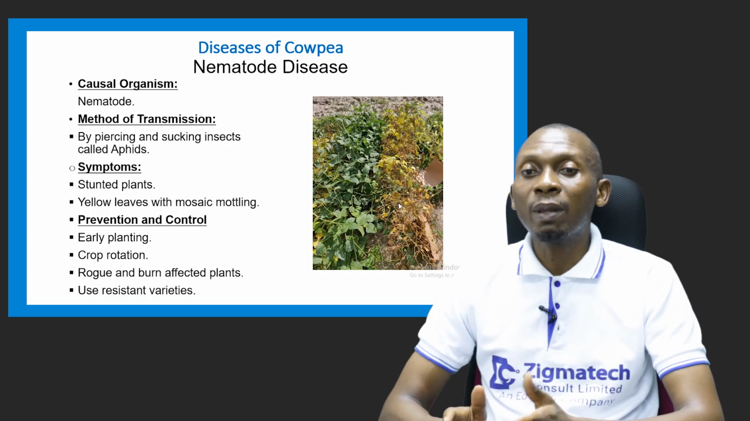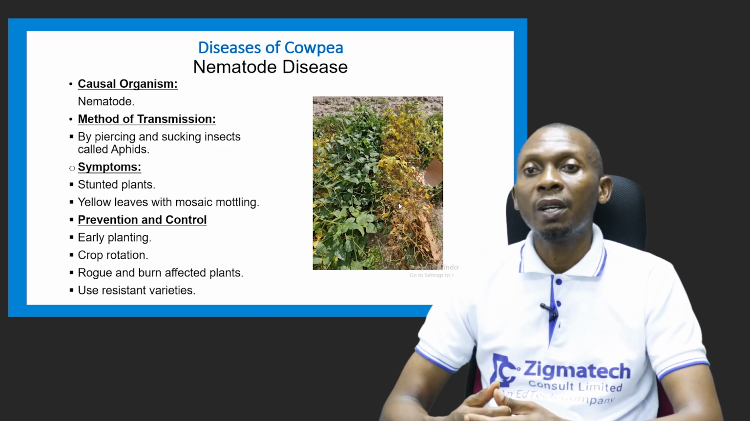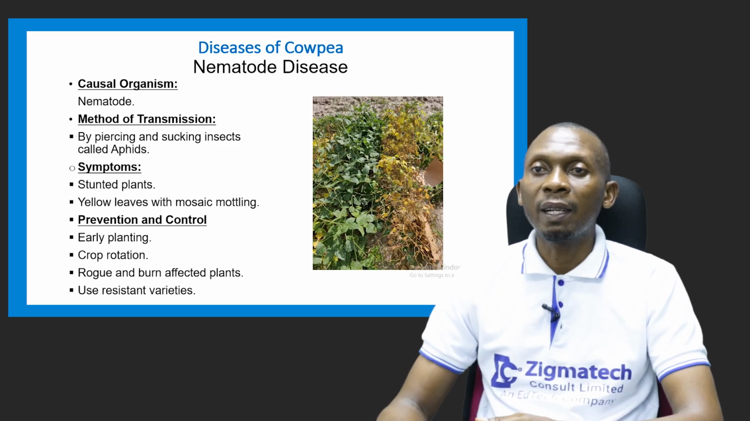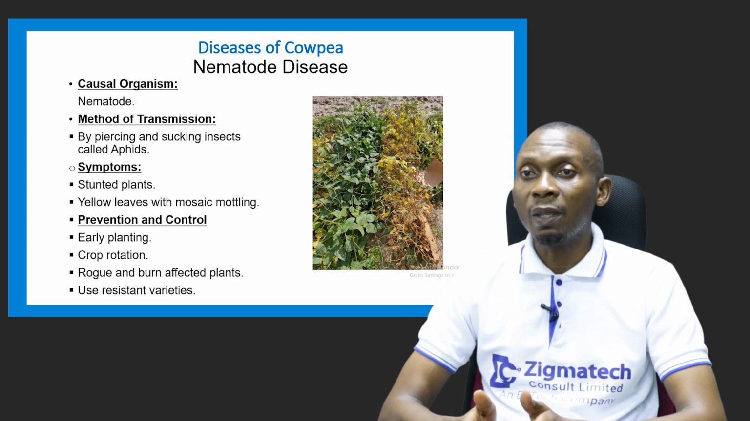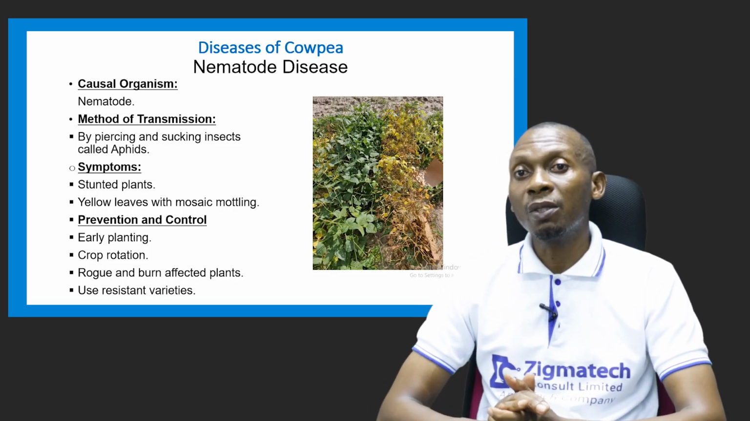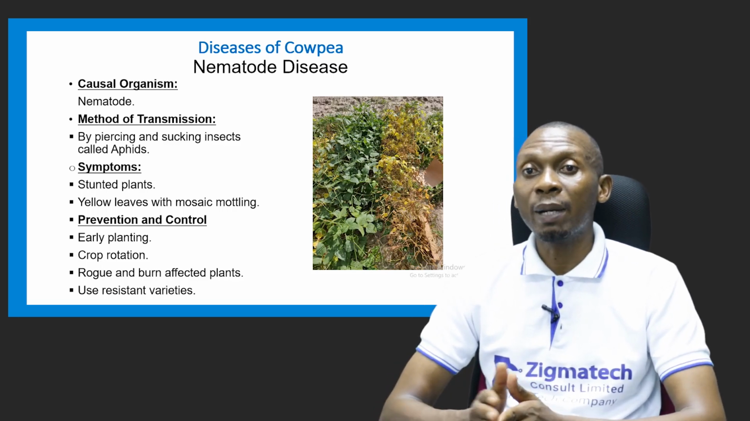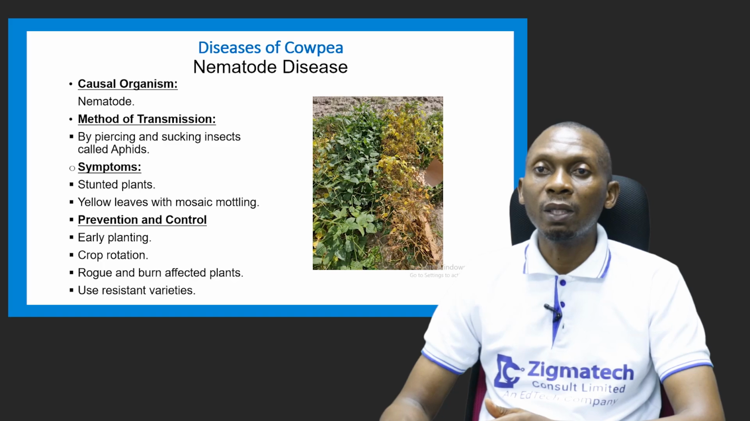Some of the leaves are small in size. Then you prevent it by early planting, crop rotation, roguing and burning of affected plants. Then you should also ensure that you use resistant varieties. So these are some of the diseases that affect the cowpea. Even though, yes, nematode diseases can also be seen in the roots too. The roots are also affected by this disease. But basically, these are the symptoms that you observe when you talk about nematode disease.